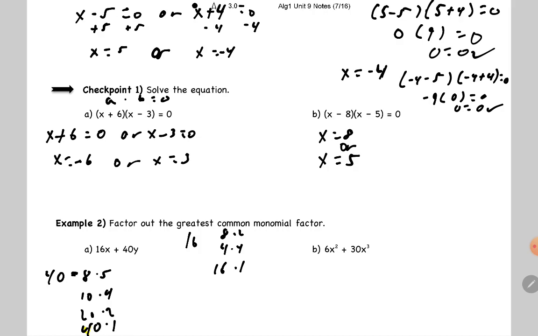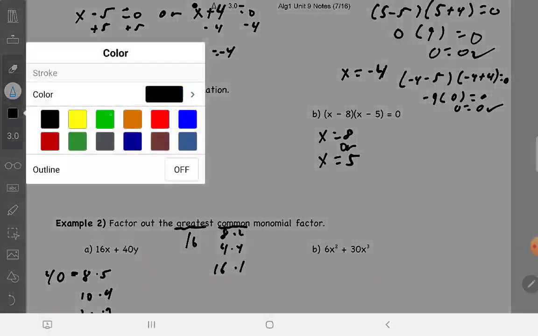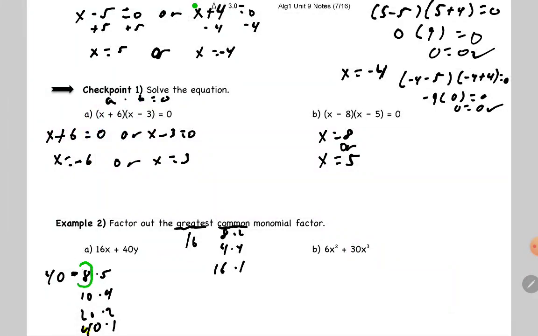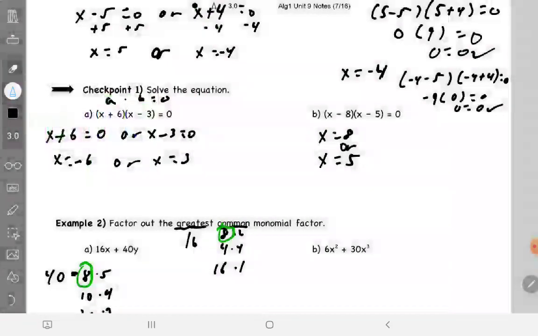If there are any others, it doesn't matter, because we're looking for the greatest common factor. So what that means is, what factor do they share? And it happens to be this 8 value here. That is the greatest common factor. So we're going to factor out the 8. So what does that mean?